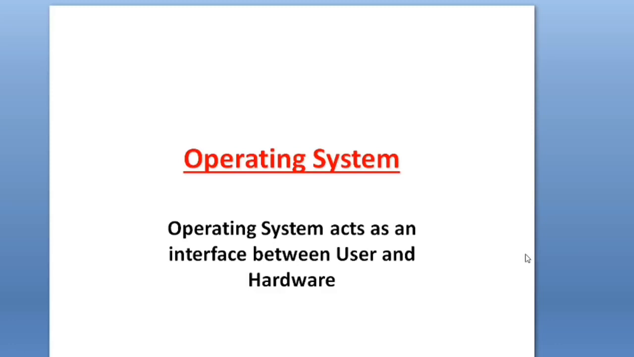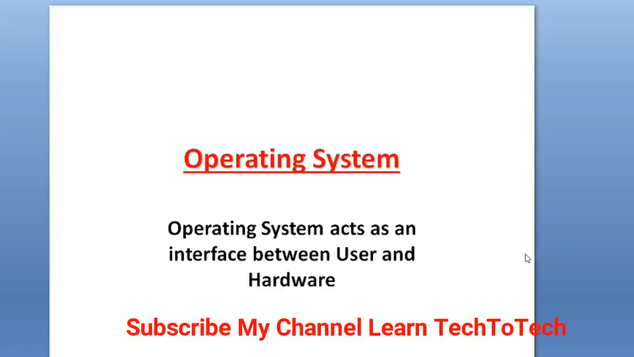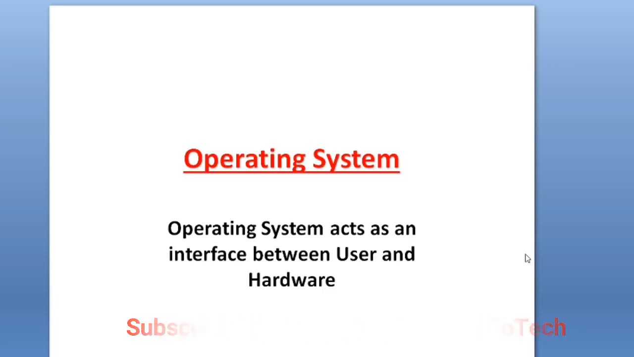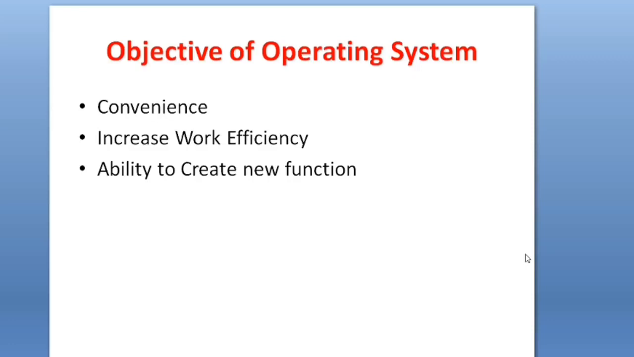Without an operating system we cannot operate our mobile or any computer or laptop in a very friendly manner. So the simple definition is that the operating system acts as an interface between the user and hardware. Now let us come to the objectives of the operating system.